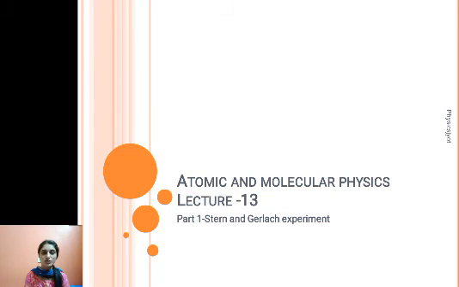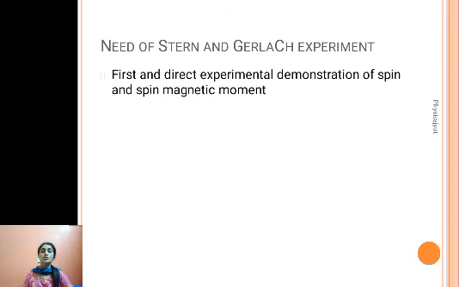And this is lecture 13 on atomic and molecular physics. Today we are going to study the Stern and Gerlach experiment, which is a wonderful experiment. So, what is the need of the Stern and Gerlach experiment? This experiment is the first and direct experimental demonstration of the spin of the electron and spin magnetic moment.